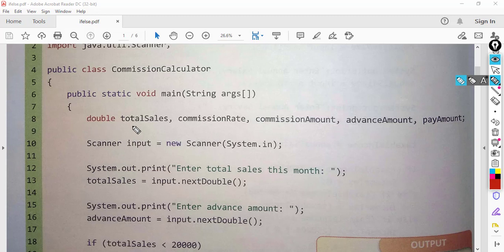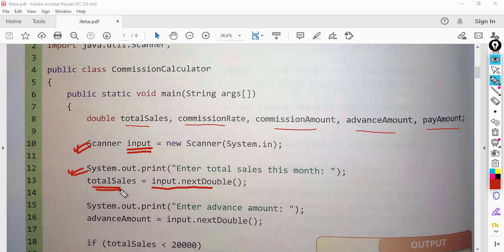So first of all, we declare all the required variables: total sales, commission rate, commission amount, advance amount and pay amount. And then we create a scanner object by the name of input, so that we can take input. Then we display a message: enter the total sales this month, and then using input dot nextDouble we get the input and store it in total sales.